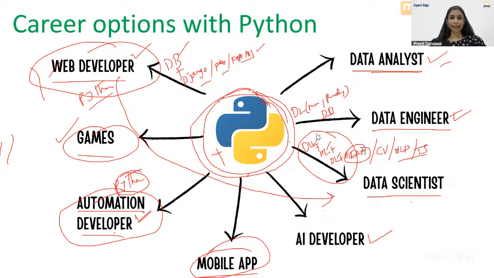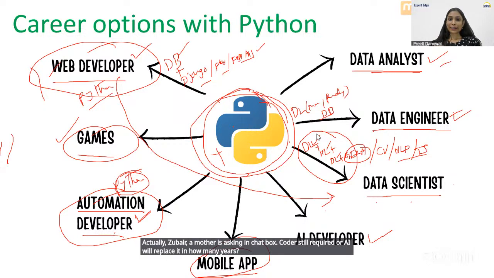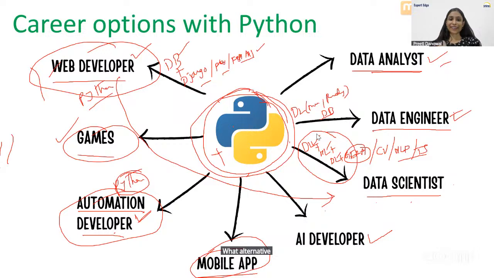Clear? Sir, actually, Zubair Ahmed is asking in the chat box: is a coder still required, or will AI replace it in how many years? What alternative career choice in tech then? Okay. Right. I know this question is from many people from the last couple of years.